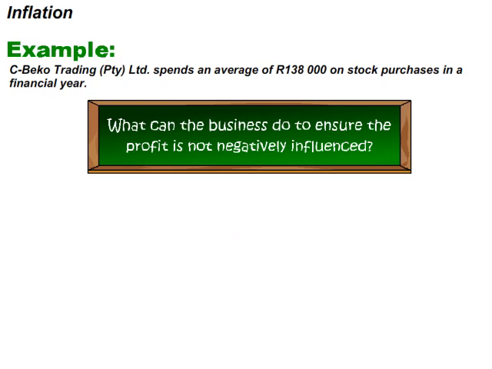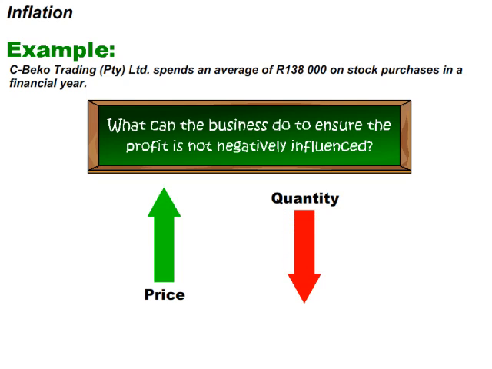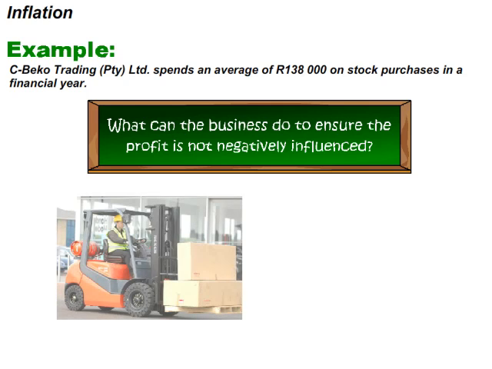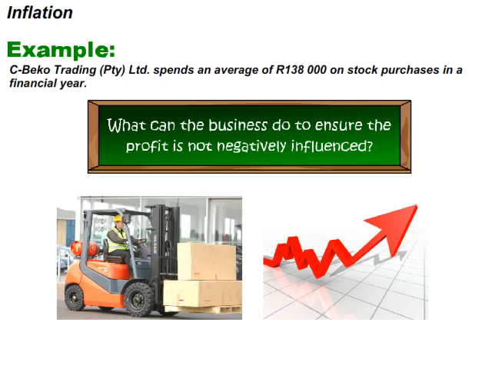Let's have a look at the second question. What can the business do to ensure the profit is not negatively influenced? An oversimplistic answer would be to increase the prices. Realistically, when the price of goods increases, we expect people to buy fewer goods. The company may adjust prices in small proportions, but the customer's affordability should be considered. The company must be more efficient so unit costs fall and profits are restored. The more efficient the business is, the less likely it is they will have to raise prices, and the less likely is inflation.